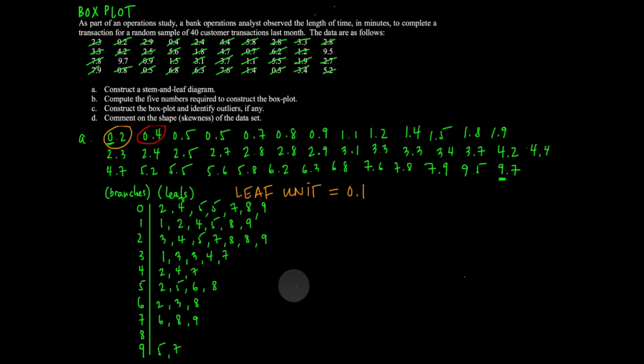So we're all done. So this is what your stem and leaf will look like. You literally simply put in for all the branches, you add in all the different data points, and then this is pretty much how you build your stem and leaf. So this is question A.